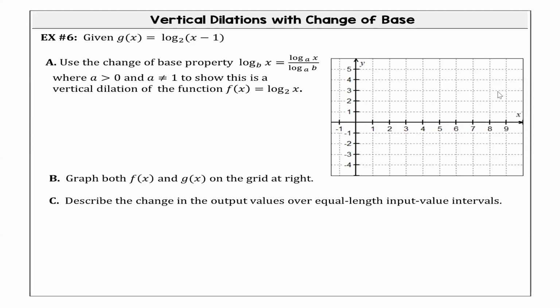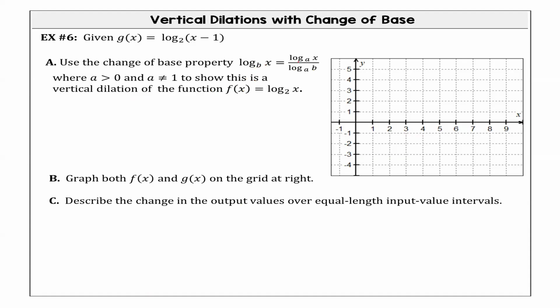Okay. All right. So we're going to go ahead and pick up on example number 6 on our 2C12 part B notes. This is talking about vertical dilations being equivalent to a horizontal translation. So we're going to talk about how this comes into play with the change of base property. So we talked about the change of base property.